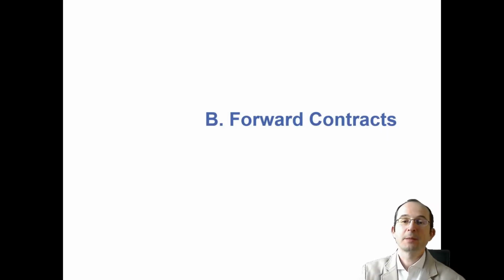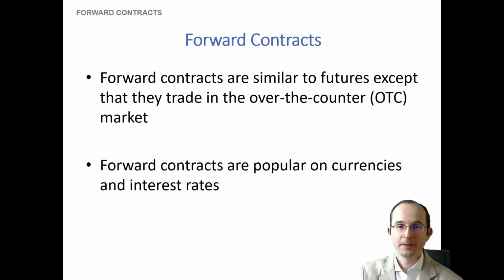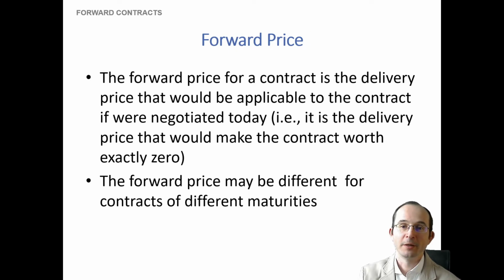Now, let's think about a related type of derivative called a forward. Forward contracts are similar to futures, except that they trade over the counter. They are common for currencies and interest rates. So you can sort of think about forwards as exclusively over-the-counter equivalents of futures. The forward price, though, is quite similar to the futures price.